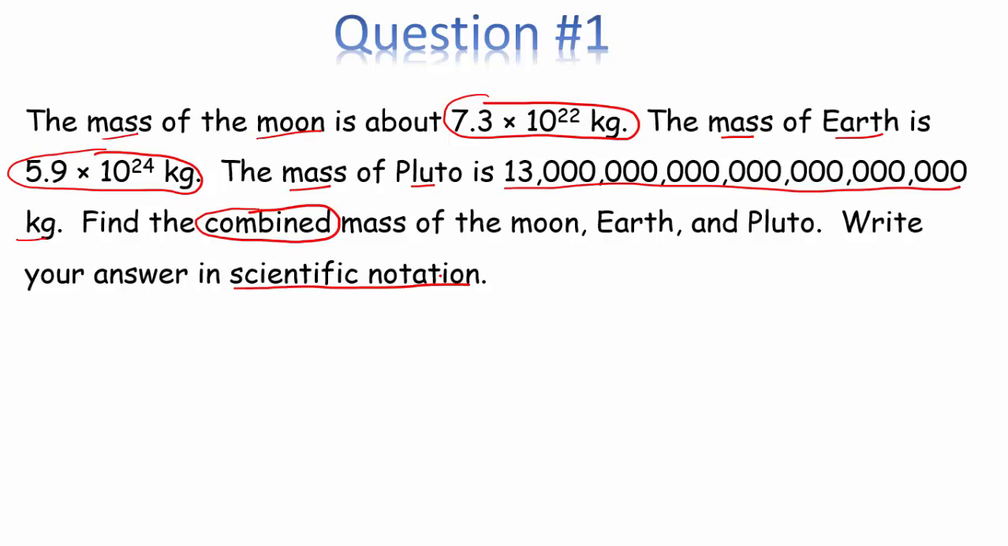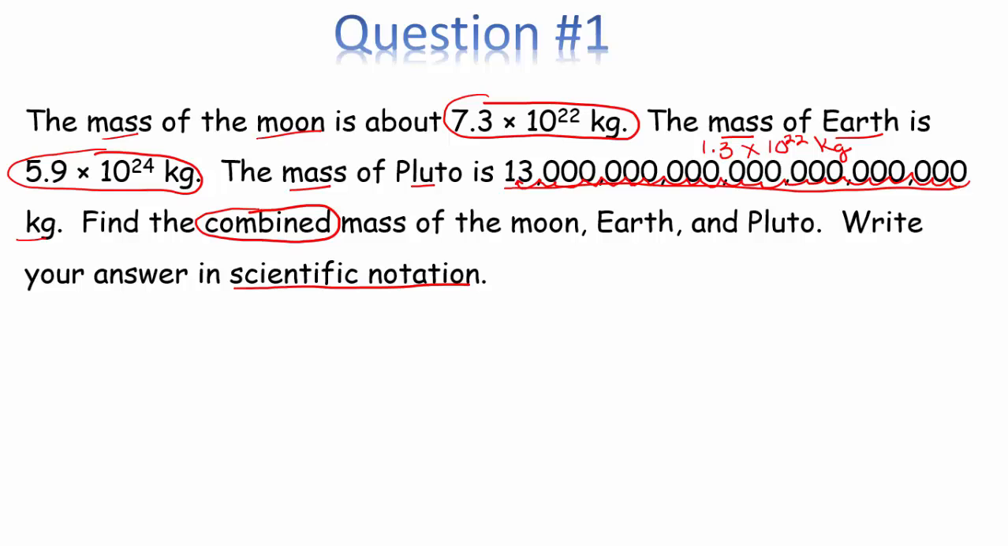So a couple of items here. First of all, they want my final answer in scientific notation. I'm going to go ahead and rewrite so that all three masses that are given are in scientific notation. So I'm just going to convert 13 sextillion into scientific notation. We're going to move 1, 2, 3, 4, 5, 6, 7, 8, 9, 10, 11, 12, 13, 14, 15, 16, 17, 18, 19, 20, 21, 22. So that's 1.3 times 10 to the 22nd kilograms for the mass of Pluto.